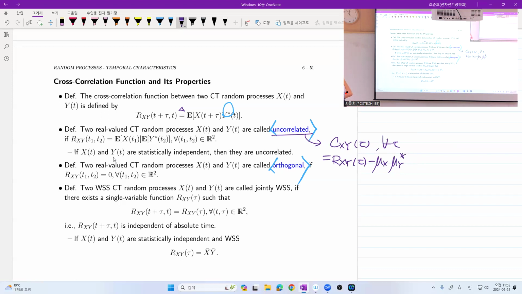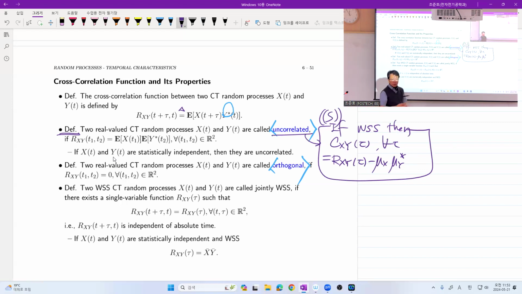Yeah, but just seconds, uncorrelated. Yeah, here we didn't yet assume at least WSS, wide-sense stationary. So if they are jointly WSS, then this is a more special case. This is the more general definition, okay? Two random processes could be uncorrelated even though they are not jointly WSS. So this is the definition, okay?